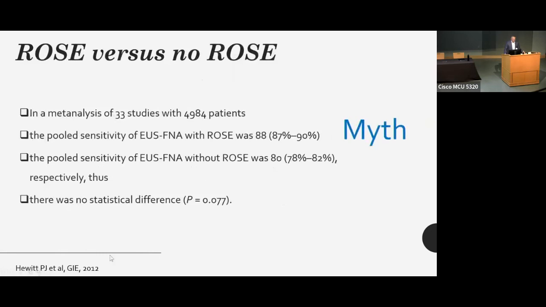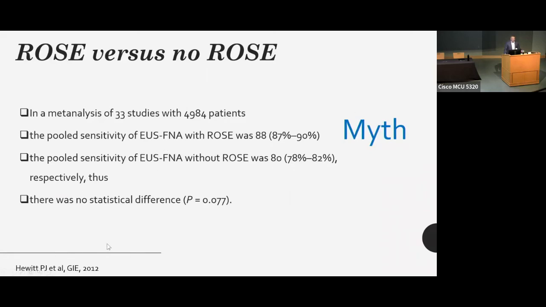So that was a meta-analysis in 2012. They looked at 33 studies, 4,900 patients. The pooled sensitivity of EUS-FNA with ROSE, as we can see here, was 87 to 90%. Without ROSE it is 78 to 80%. It's not statistically different, but we can see with ROSE is slightly higher.